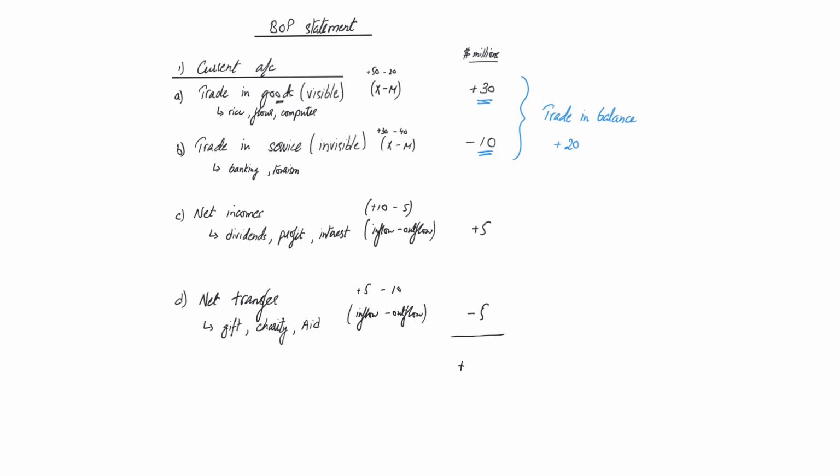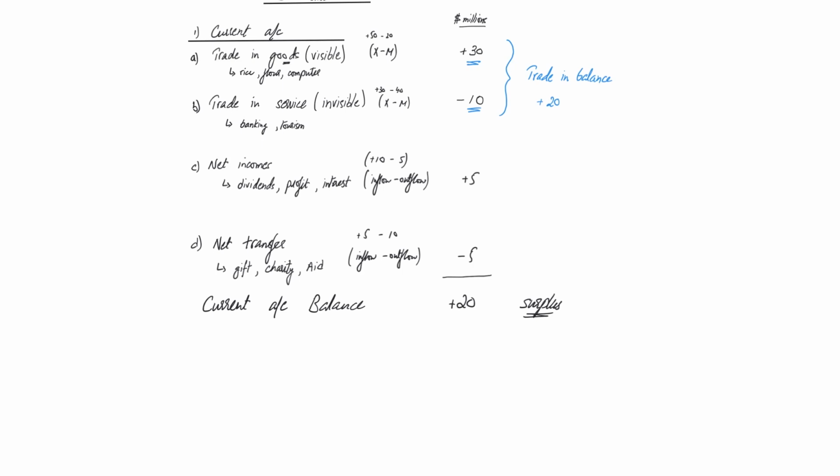So far you have a plus $20 million, and this is called a current account balance. So your current account balance is in a surplus, and that's a good thing, okay, because you're earning more, so money coming in is more and you have money in reserves. Okay, so this is your first account, current account balance.